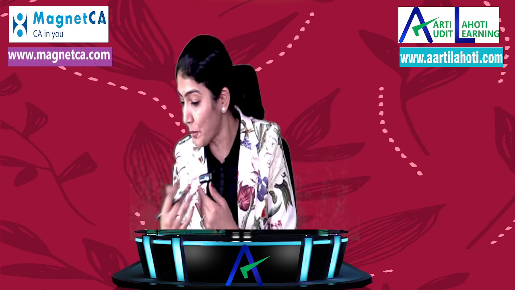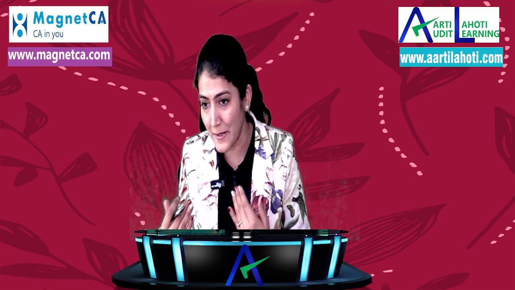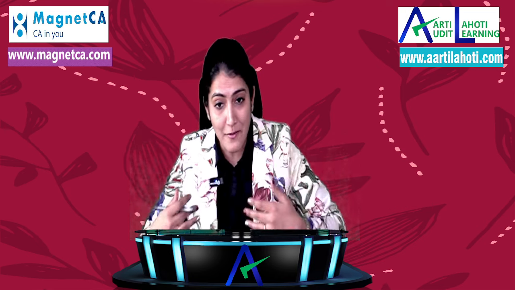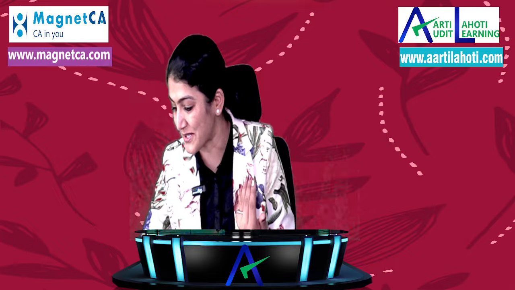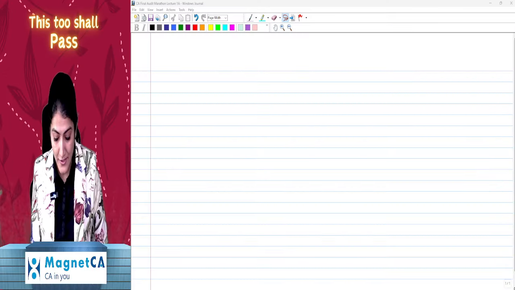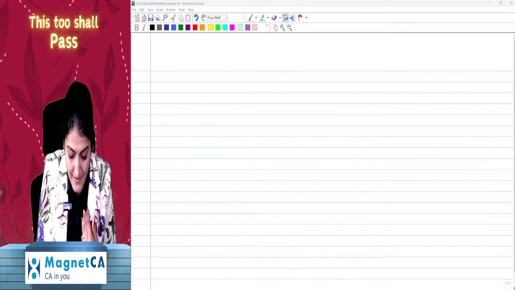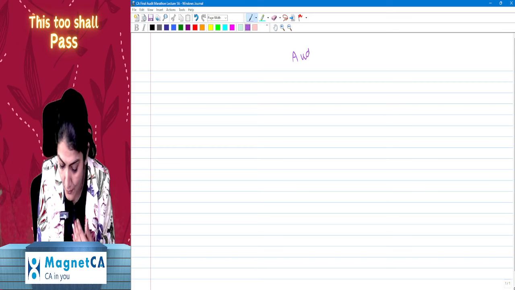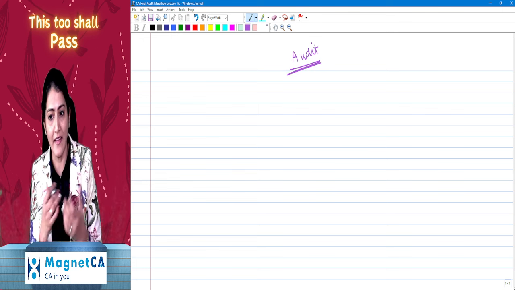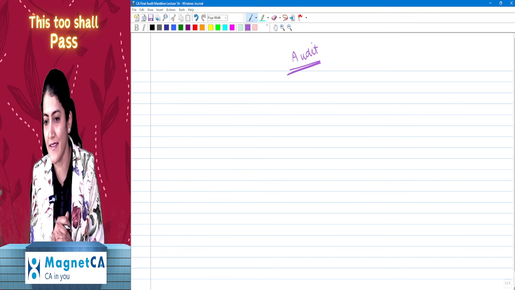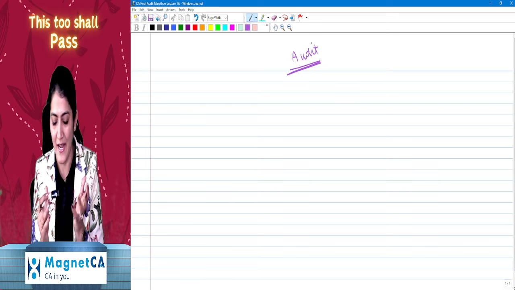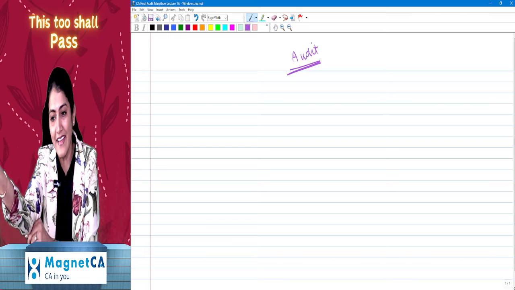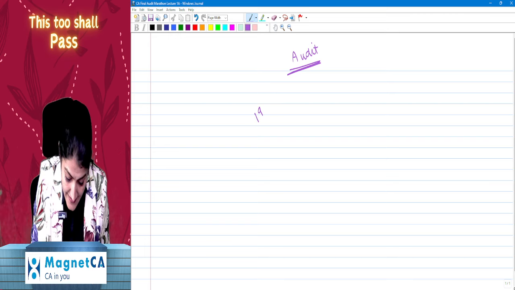Without any further delay, because I want to put the maximum of my time in the discussion of the subject, let's begin with understanding the syllabus of the advanced stage, the CA Final Audit. Any guess of how many chapters are there? Can anyone guess how many chapters there are, or do you already know? Yes, we have the 19 chapters.